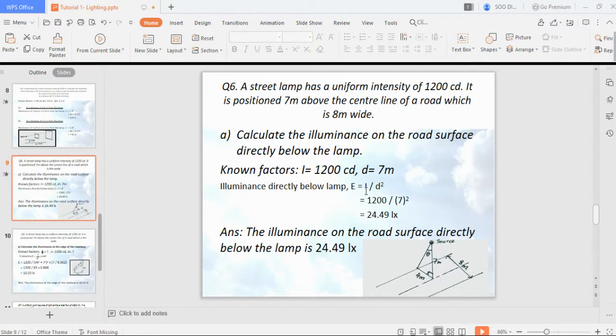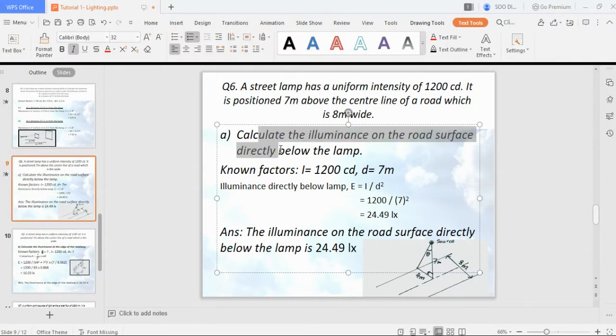So the illuminance directly below the lamp, which is what part A is asking, you just put in the formula E equals I over d square, and you'll be able to get the answer, which is 24.49 lux.